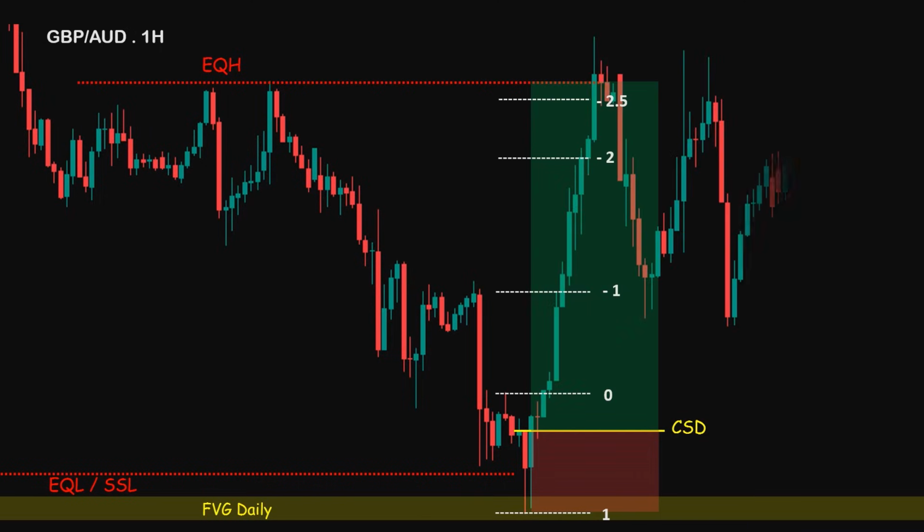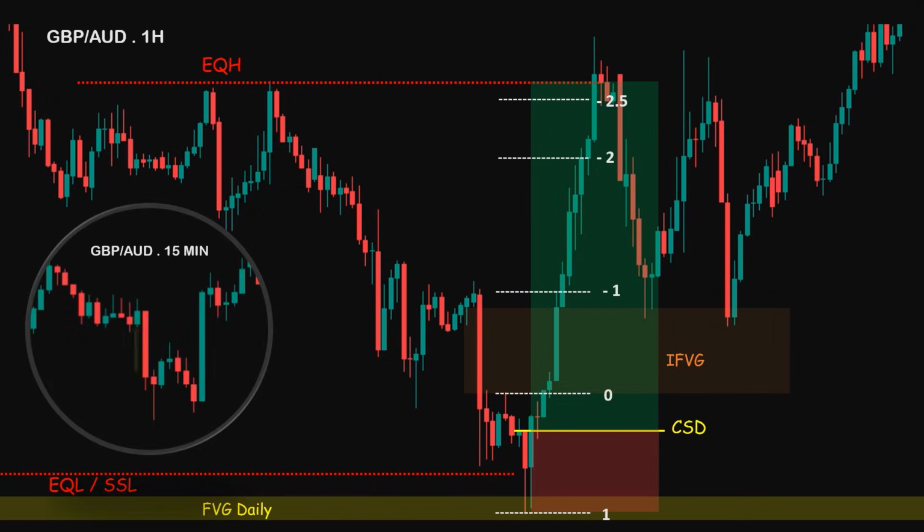As you can see, price moved beautifully to my target before retracing down to this FVG. Of course, there were also FVG and IFVG confirmations on lower time frames. Here, I've included the 15-minute chart so you can see it more clearly.